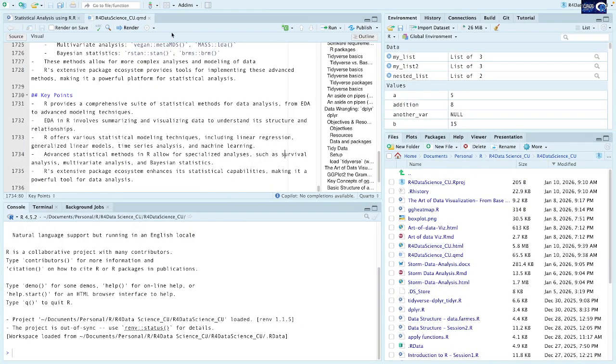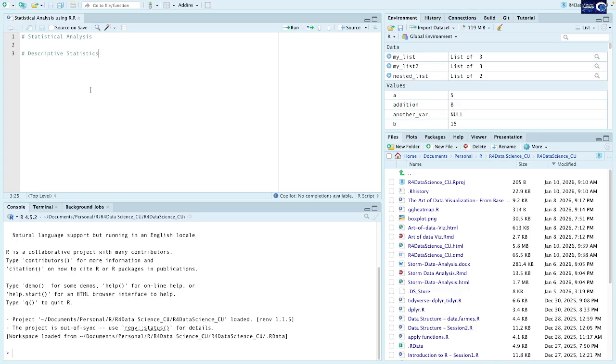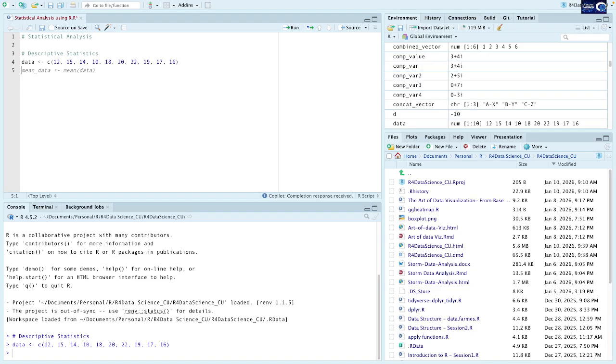With that introduction, we'll be starting with the data part. First we will be starting with the descriptive analysis, because when we get some data, the first thing we need is to explore the data, a basic exploration. For that we will need some data, so I'm just creating a sample data here. This is just a sample.